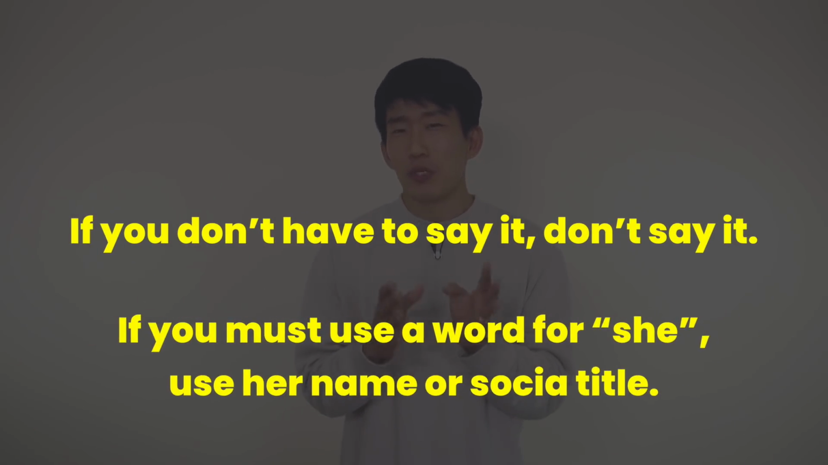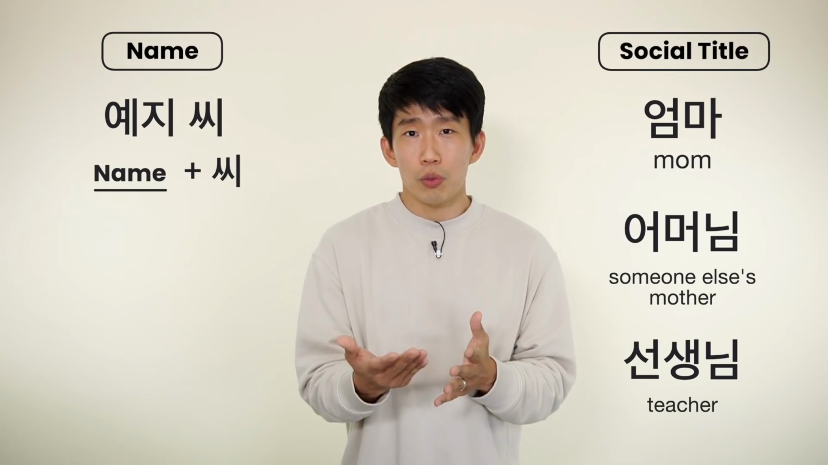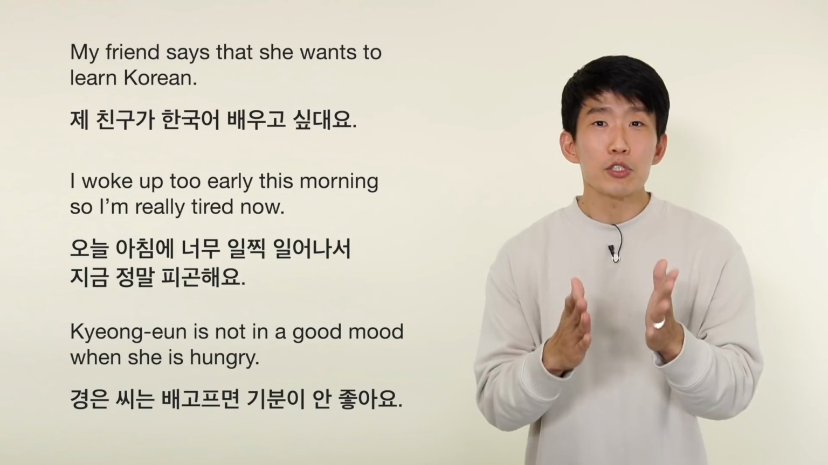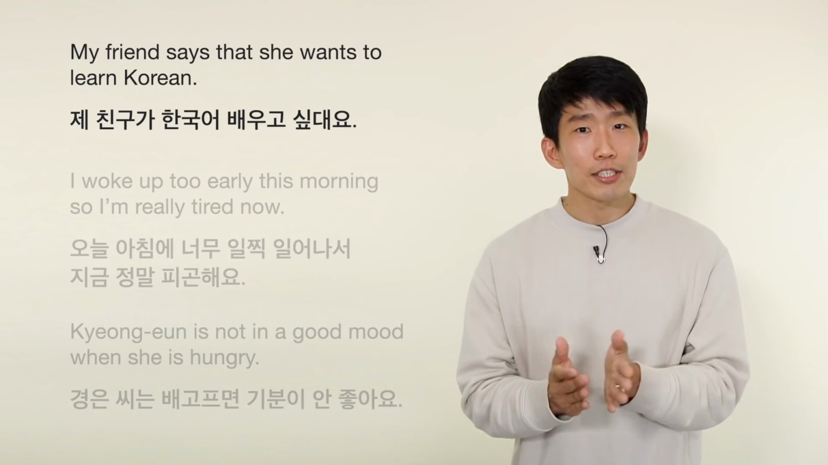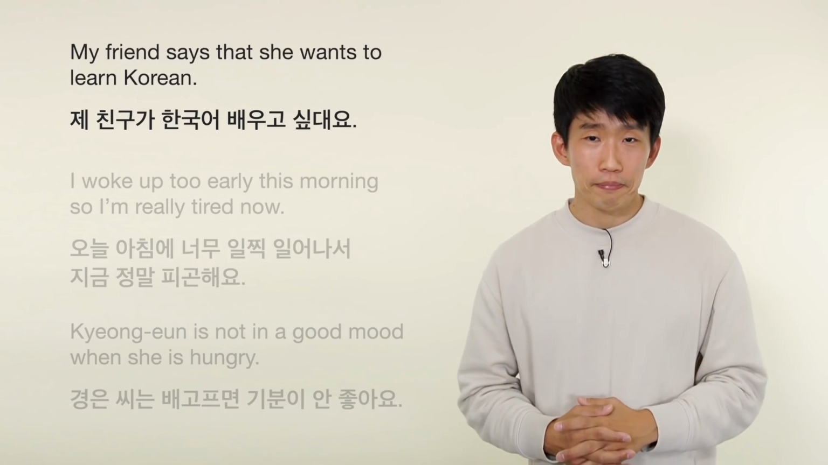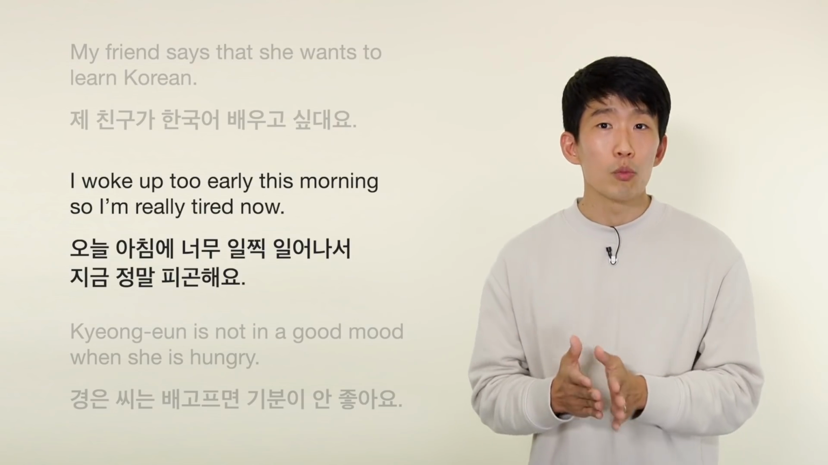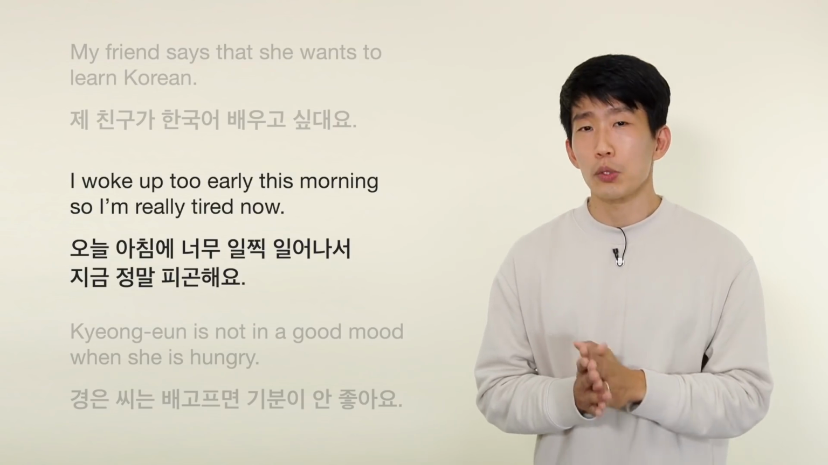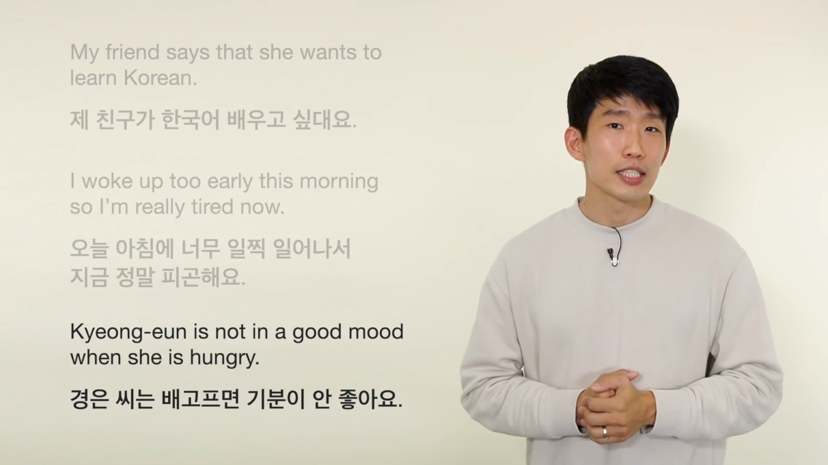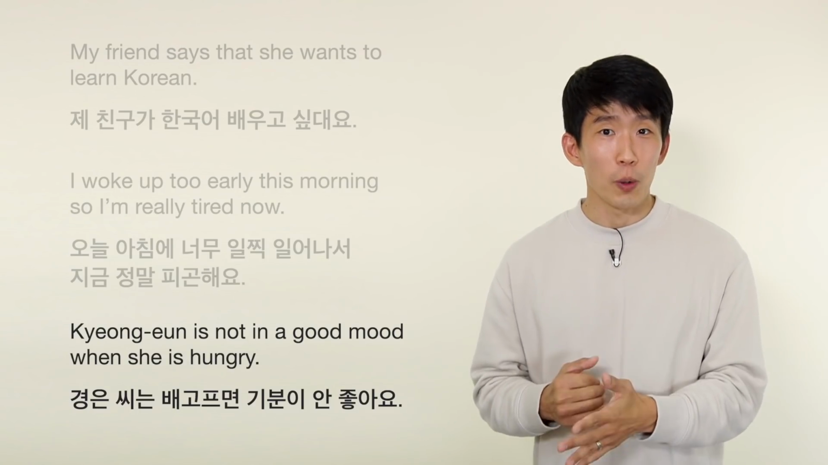And if you must use a word for she, use her name or social title like 예지 씨 if her name is 예지 and you're allowed to use 씨 after her name, or 엄마 if it's your mother, or 어머님 if it's someone else's mother, or even 선생님 if you're talking to or about a teacher, etc. Let me show you some examples. 제 친구가 한국어 배우고 싶대요. 오늘 아침에 너무 일찍 일어나서 지금 정말 피곤해요. 경은 씨는 배고프면 기분이 안 좋아요.